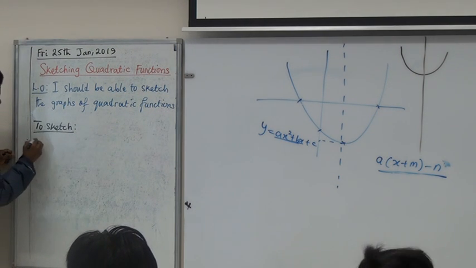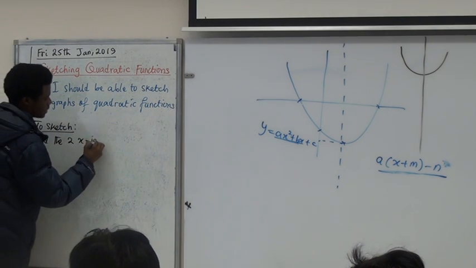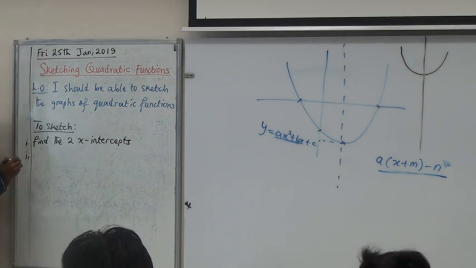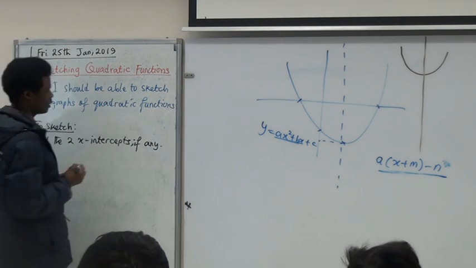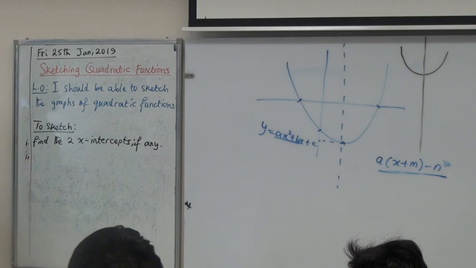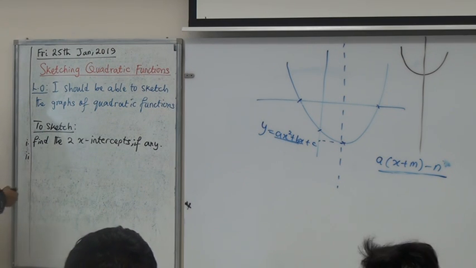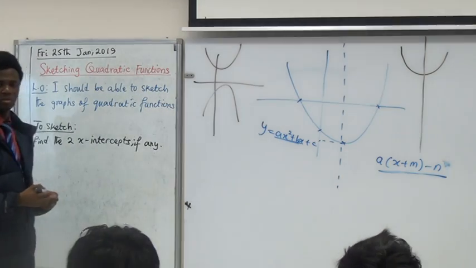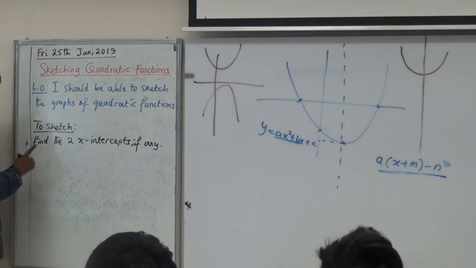To sketch, find the 2 x-intercepts. There will always be 1 y-intercept, right? Now, I will say something like this: if any. Can anybody tell me why I put this? There's sometimes it could be above, and it could be below as well. If you have this, it could be like this, it could be like that. Understand? So if any. But there will always be a y-intercept.